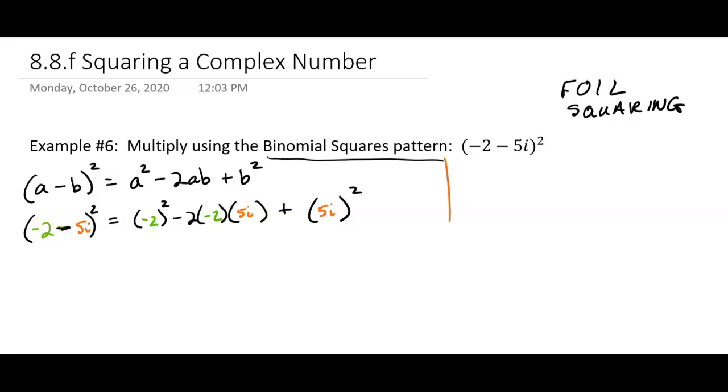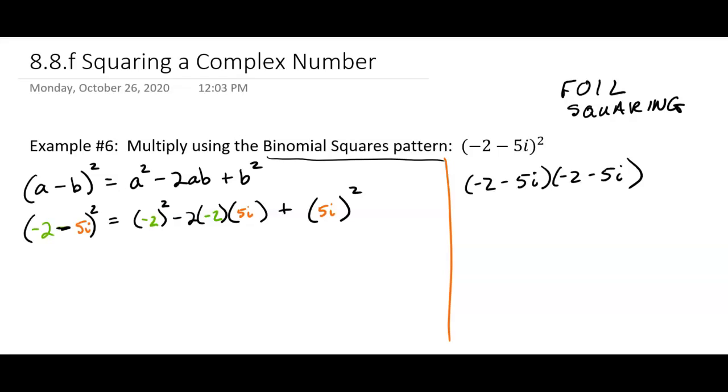If you don't like this method, you could really just go over here and write it out: -2 minus 5i times -2 minus 5i, and you could FOIL it, and you should get the same answer. But I'm going to finish this problem with the pattern.